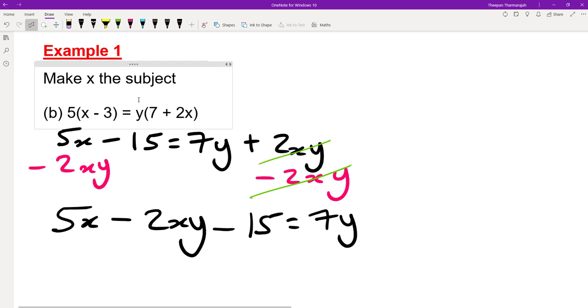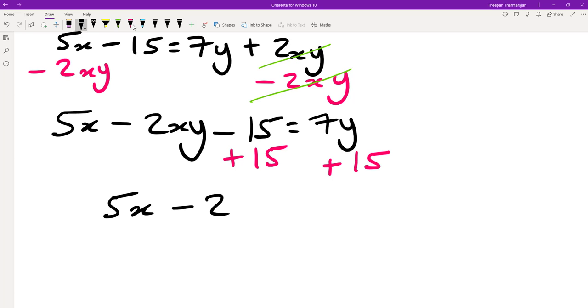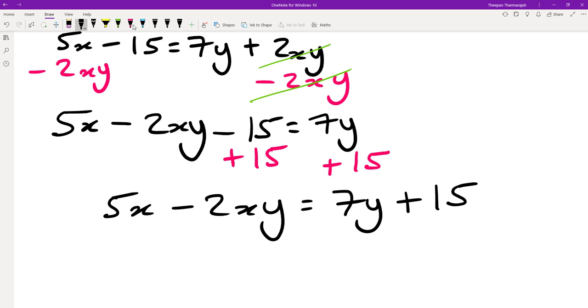Then I want to get minus 15 on the other side of the equation. So I'm going to add 15 on both sides of the equation, like so. Then we get 5x minus 2xy equals 7y plus 15.